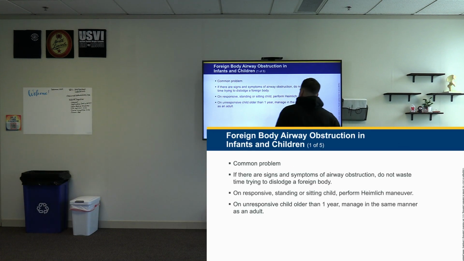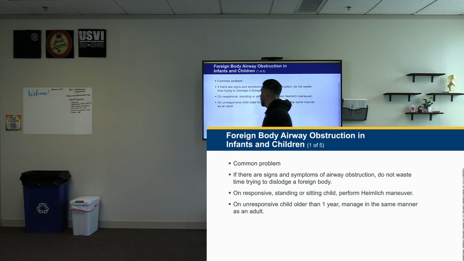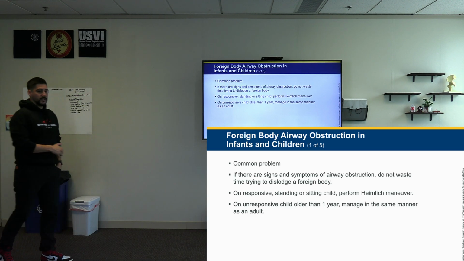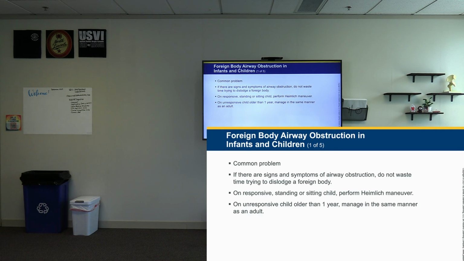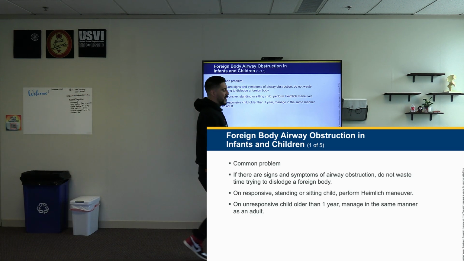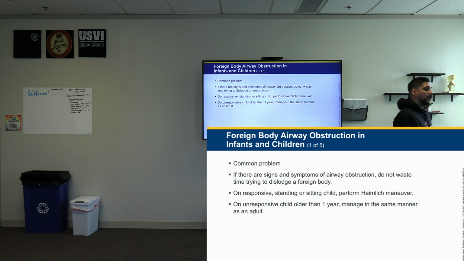So, foreign body airway obstruction in infants and children, pretty common problem as we've already talked about. Now, if there are signs and symptoms of airway obstruction, do not waste time trying to dislodge the foreign body, okay? If they're responsive, we're gonna go straight into that abdominal thrust. And remember, we're gonna have to get down at their level, depending on the size of the child. Okay, so you're gonna kneel down behind them. If you have something conveniently close to you, like a chair, you can stand them on the chair. But regardless, we want them planted on something, feet planted on something.